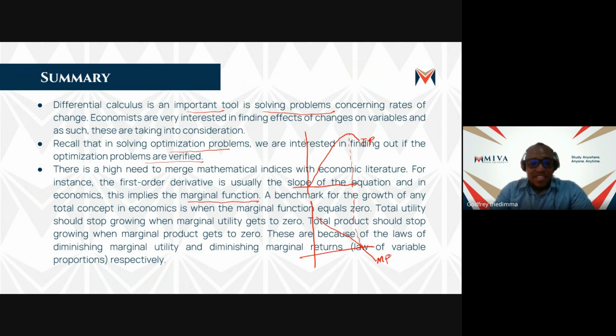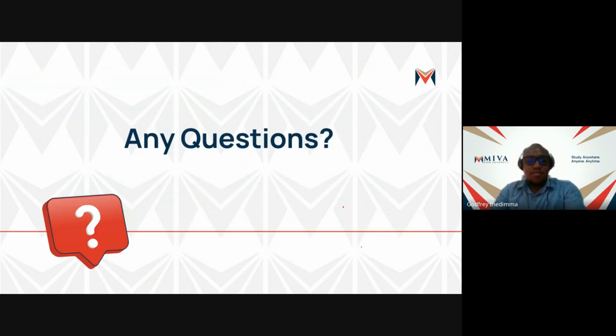Because in real life sense, the first order differential is the marginal function. And the marginal function will always be zero when the total function is at its highest, or when the total function is at its lowest in terms of total cost and total loss, for instance. So you can also understand that marginal function for total product or total utility, why is it reducing? This is also explained in the law of diminishing marginal returns and also the law of diminishing marginal utility. So all of these things we are learning, they are all summed up in economic literature.